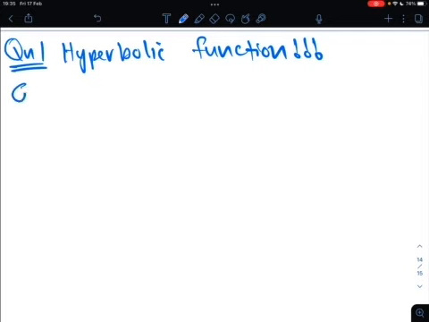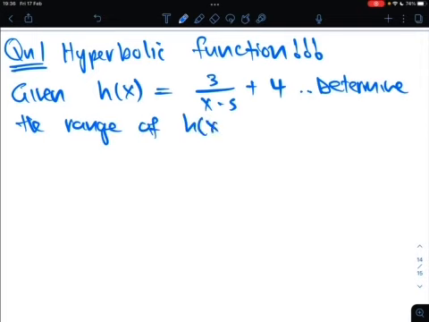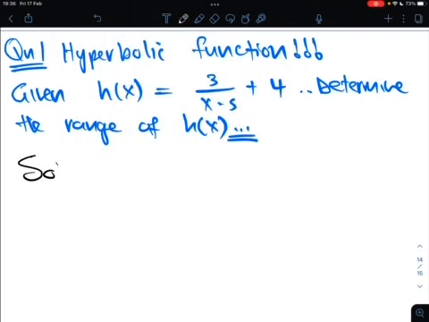So now we are given a function h of x, which is defined as 3 over x minus 5, plus 4. You see that? Determine the range of h of x. So that's what we want now. So how do we solve for this?